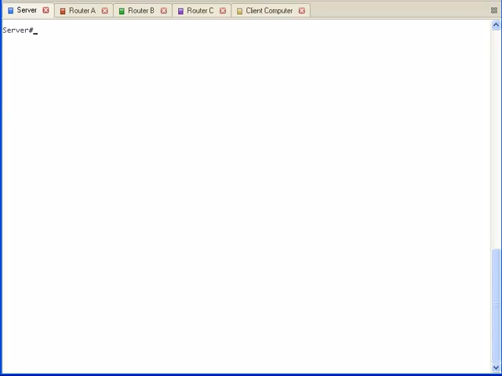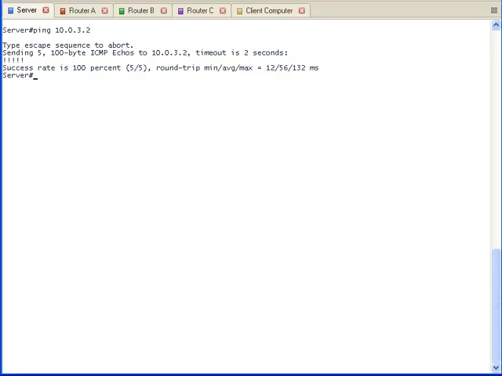The very first step in creating the network is to verify that the unicast connectivity is working correctly. We're going to ping the client computer using the multicast server. The pings are successful. We now know that the server and client computer can talk with one another.